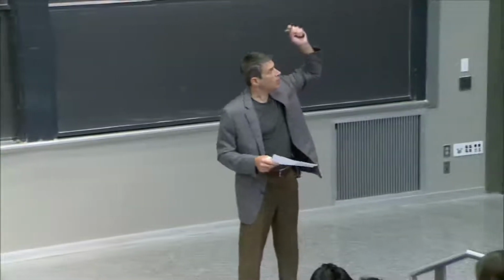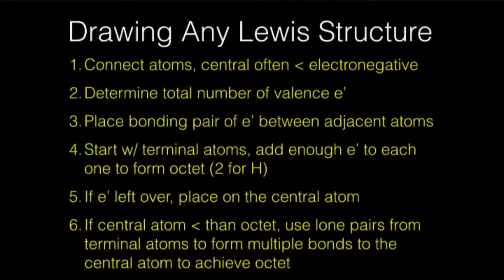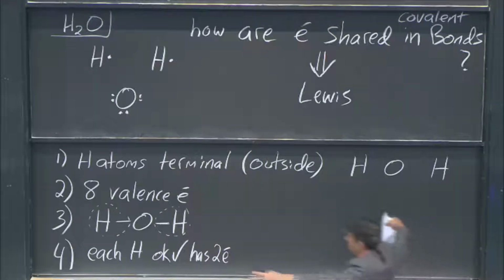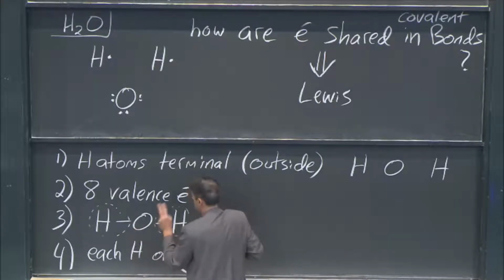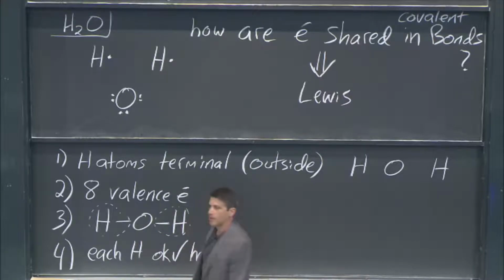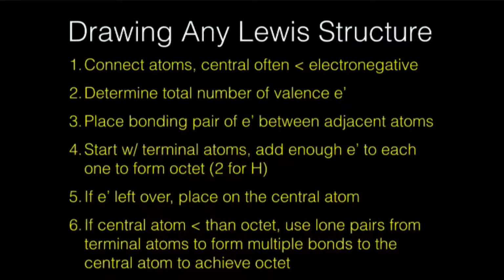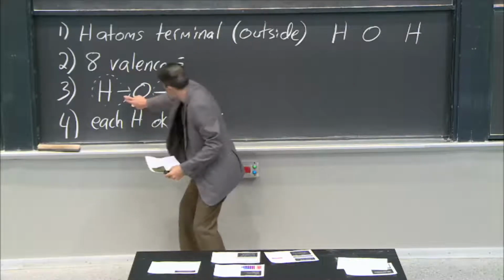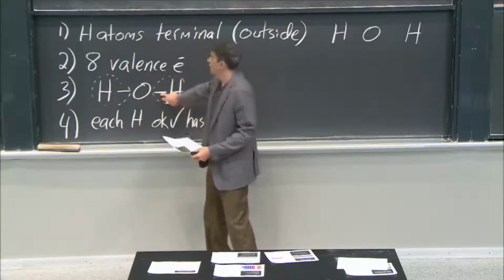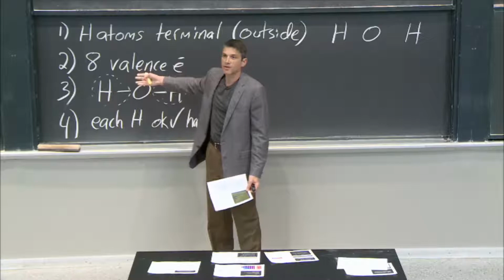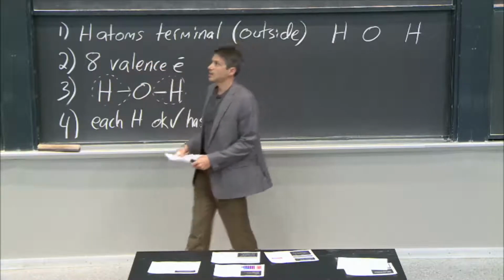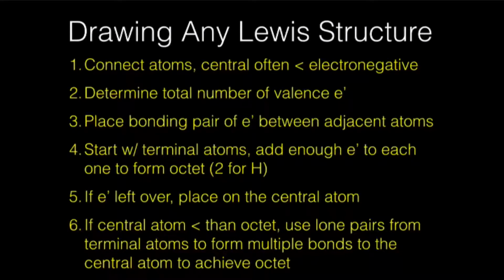Next, if there are electrons left over, put them on the central atom. I went from the terminal atoms in, from the outside in. H has 2, that's good. But how do I know if I have any left over? Well, I did that in step 2, the total number of electrons. How many have I used? I've used 2 here, and 2 here. I have 4 left over, because I started with 8. And I was told in step 5 to put those on the central atom.